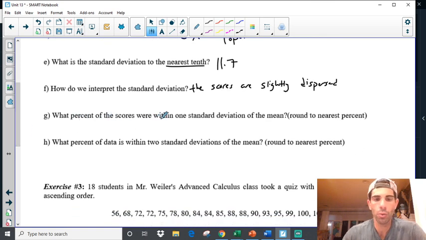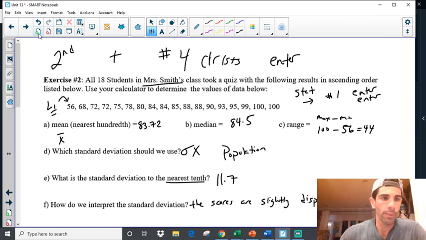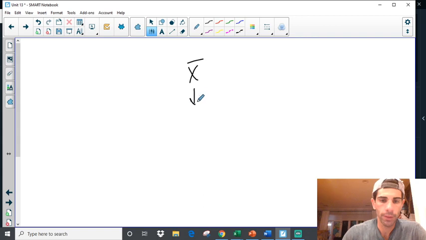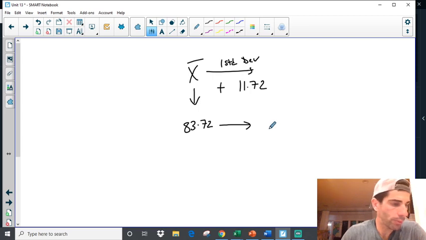So what percent of scores were within one standard deviation of the mean? So what does that mean, to be one standard deviation from the mean? Okay, so first we have to take the mean. The mean in this case was 83.72. Now to be one standard deviation away, we want to add that 11.7. So 83.72 plus 11.7 is going to be 95.42.